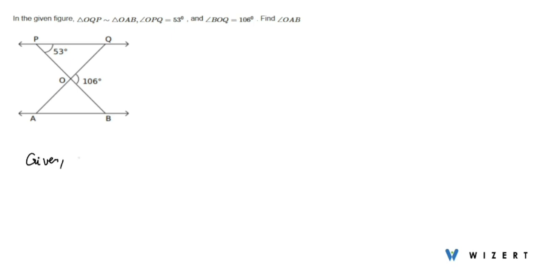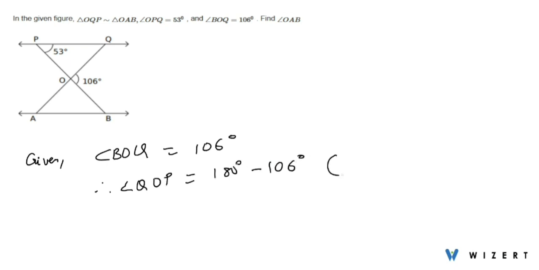Now, it is given that angle BOQ is 106 degree. Therefore, we can say that angle QOP can be written as 180 degree minus 106 degree because of the angle on a straight line condition. So, these two are the angles in a straight line, so the sum will be 180. Hence, angle QOP we have written 180 minus the other angle, that is 106 degree. So, this will give 74 degree.